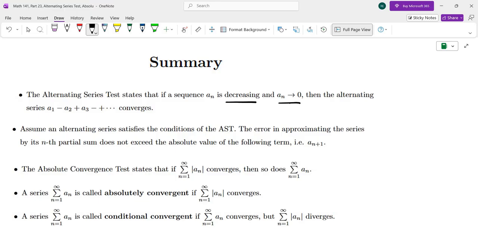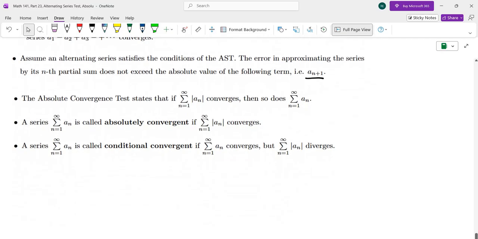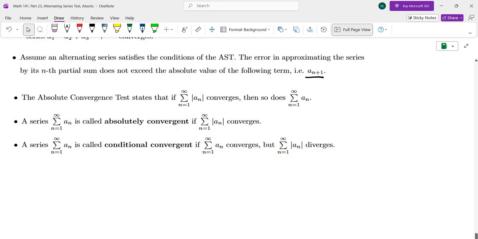Assume an alternating series satisfies the condition of the alternating series test. The error in approximation using the nth partial sum is less than or equal to the absolute value of the next term. The absolute convergence test tells us that if the sum of the absolute values converges, then the series also converges. A series is called absolutely convergent if the sum of the absolute value of the terms converges. A series is called conditionally convergent if the series converges, but the series of absolute values diverges.